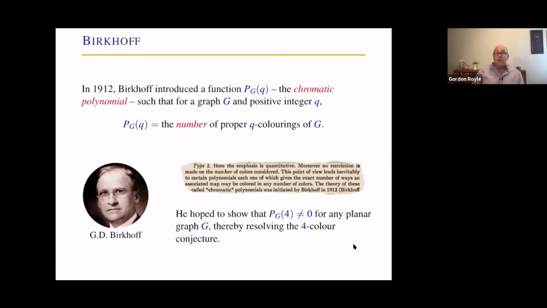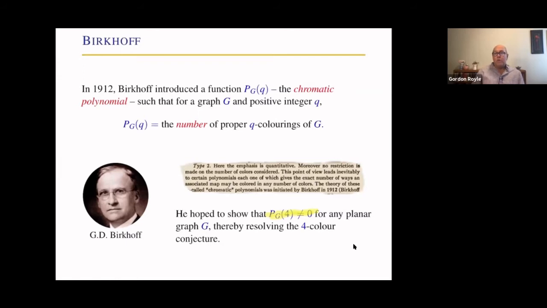Okay, Birkhoff introduced this because he was trying to solve the four-colour conjecture. So he wanted to show that the chromatic polynomial of any planar graph, if you evaluated at 4, would give you something that's non-zero. Now, obviously, counting things is perhaps harder than showing that they exist. But sometimes it's easier to solve a harder problem than it is to solve an easier problem.